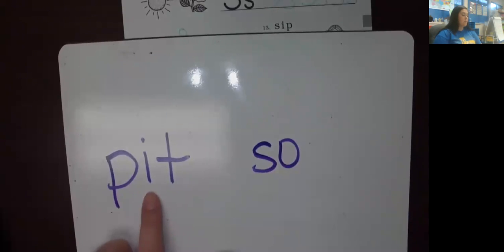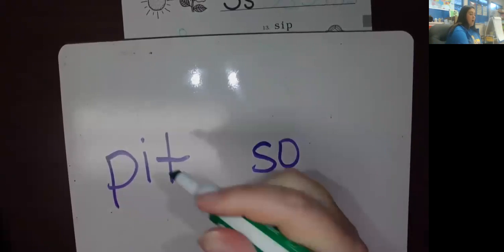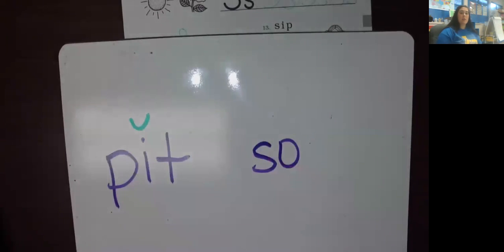Now I need to see if there's a letter after it. There is, and the letter T is a consonant. So that means vowel I is going to get a breve. It's going to make the short sound I. So now we can sound it out. P, it, pit. Okay.